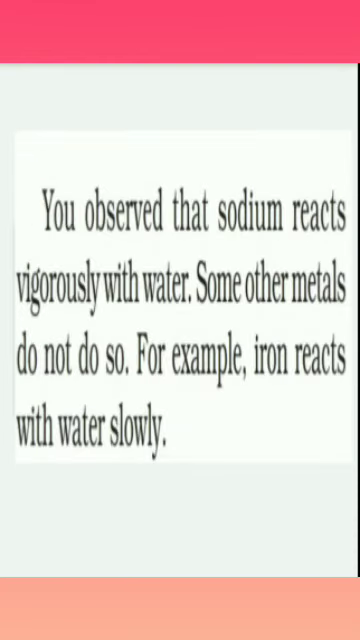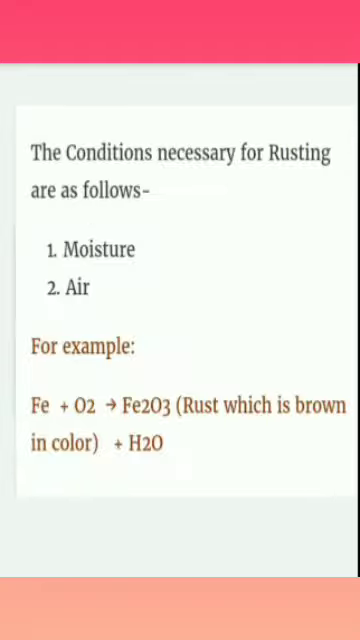You observe that sodium reacts vigorously with water. Some other metals do not do so. For example, iron reacts with water slowly. The conditions necessary for rusting are moisture and air. Example, iron plus oxygen gives iron oxide, rust, which is brown in color, plus water. So this is a slow process. So in the reaction of iron with water, we get iron oxide.